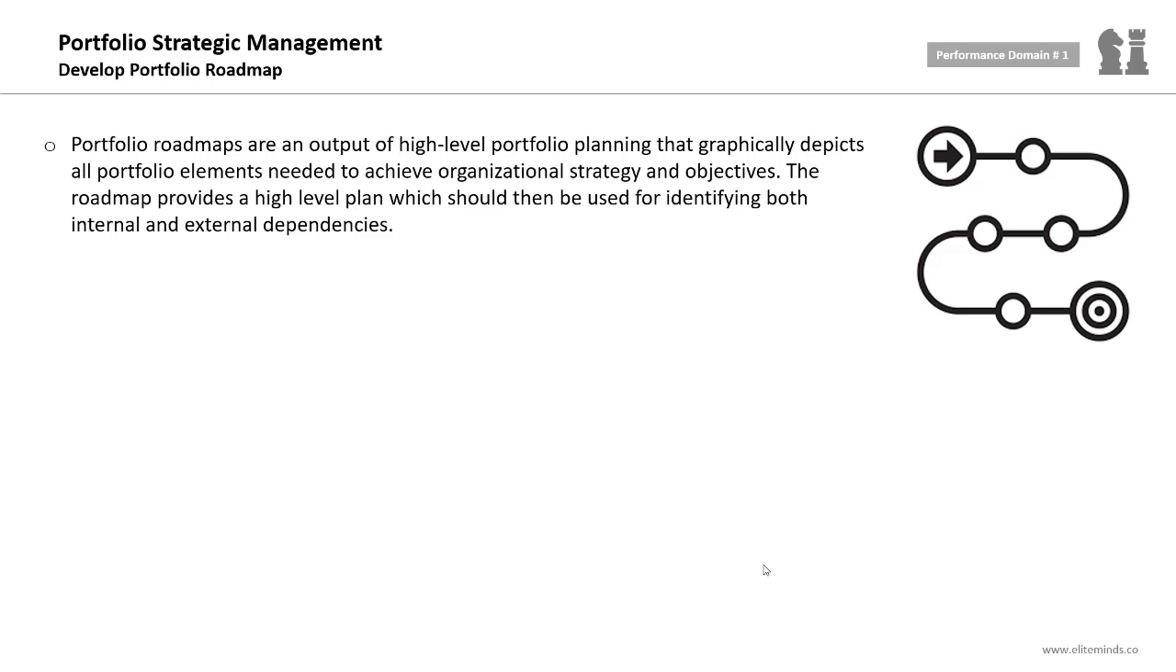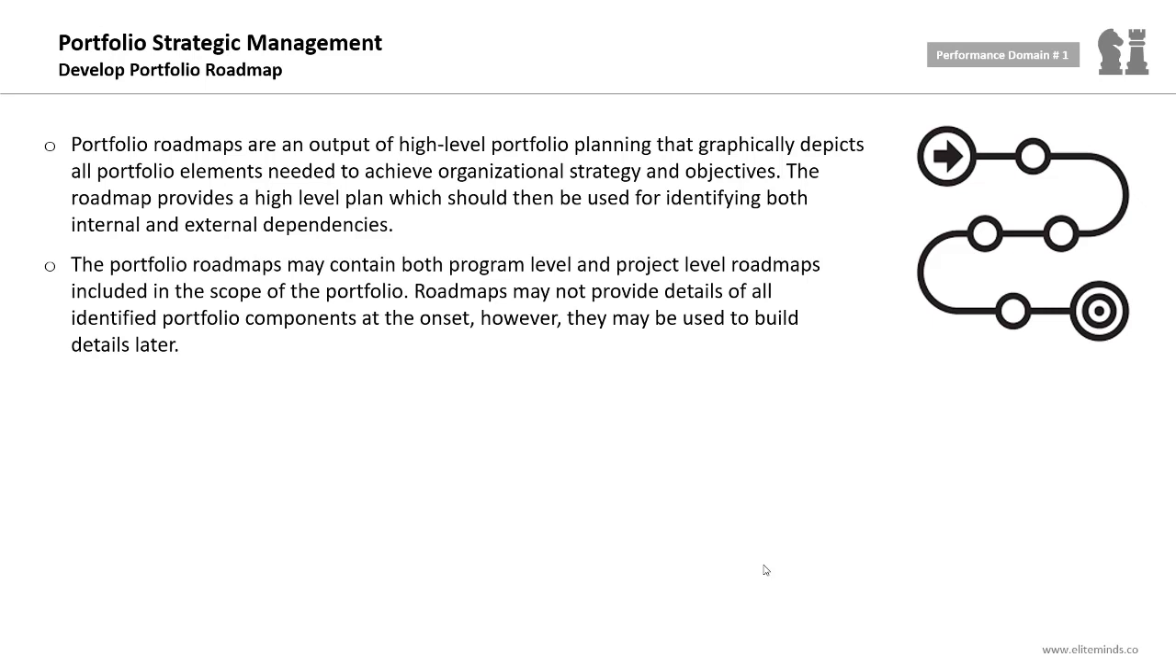The roadmap provides a high-level plan which should then be used for identifying both internal and external dependencies. So it's a high-level timeline showing the flow of the portfolio components and how they will be executed, and it will be an amazing tool to determine the dependencies between the portfolio components. The portfolio roadmaps may contain both program level and project level roadmaps included in the scope of the portfolio. So the components of the portfolio and their timelines or roadmaps will be part of the portfolio roadmap.